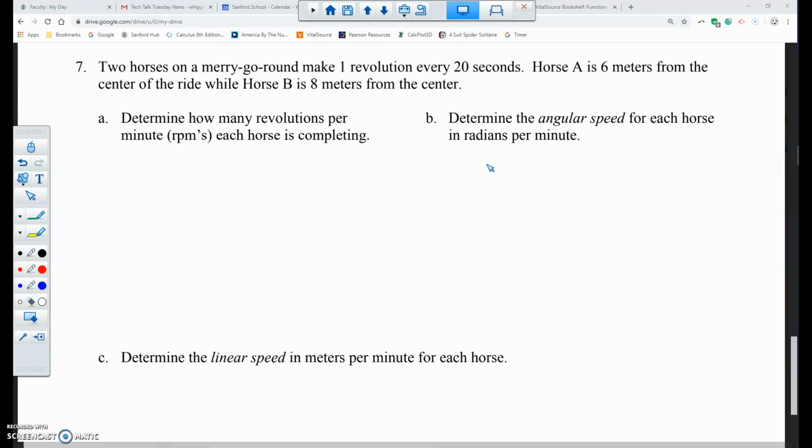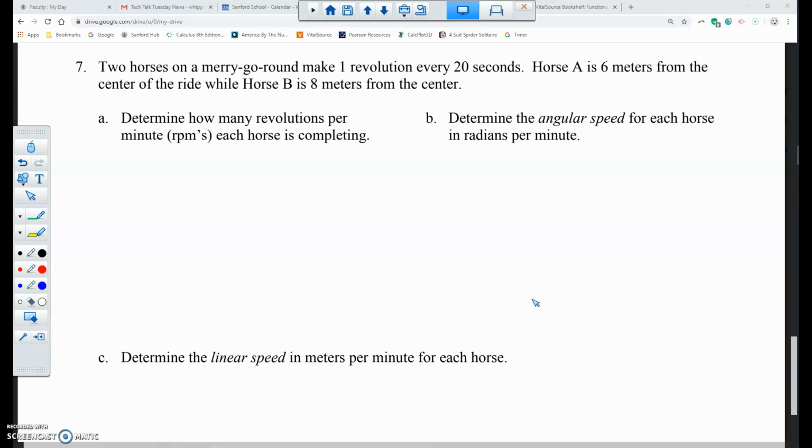You're only going to have 1 answer for part B because the 2 horses are going through the same number of radians per minute. Keep that in mind, but you will end up with 2 different answers for part C. And if I didn't mention it, part C is an arc length problem, right? Because how far the horse travels depends on the length of the arc it goes through for however many radians it's doing. I'm going to write down now what the answers to parts B and C are.